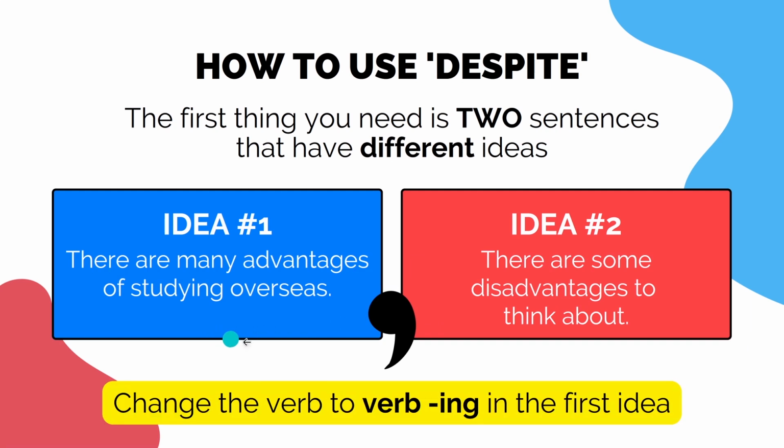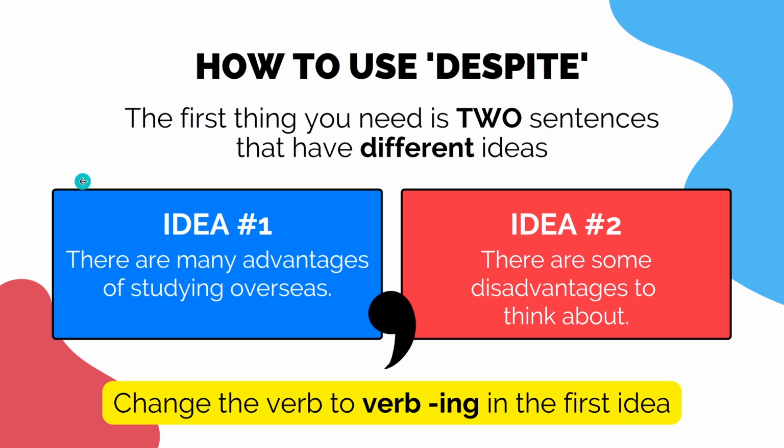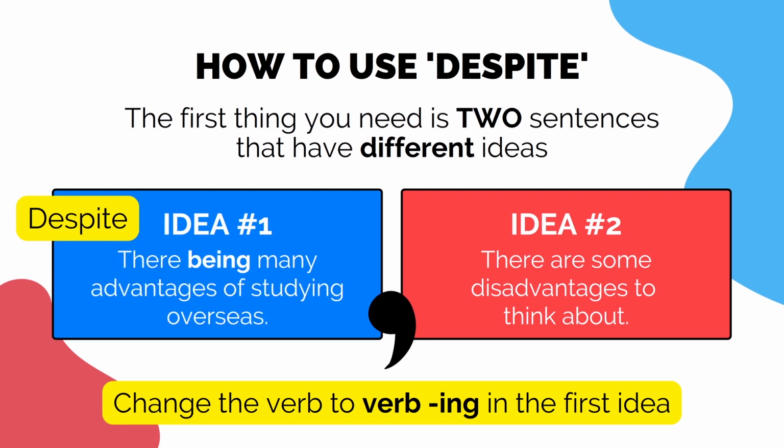Also, you need to change the verb to verb ing in the first idea. So when you're using despite like this, the verb in the first idea must be verb ing. Let's make a full sentence with despite right now. So let's put despite here at the start of the sentence. Okay, so how can we change the verb to verb ing? What is verb ing for are? Correct? It is being. There being many advantages of studying overseas.